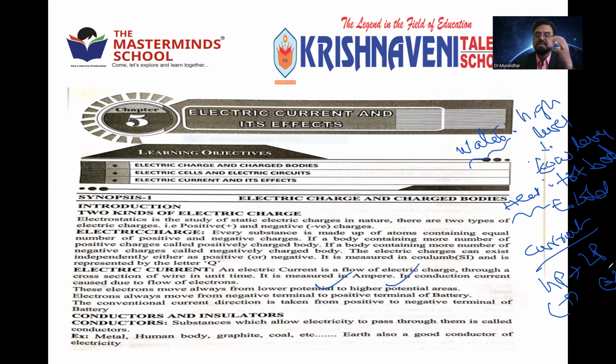Higher potential, where there is a higher capacity. Where there is a capacity of current is more, that is called positive. The direction of electric current is always from positive to negative. Okay, so these are the three important points about electric current.